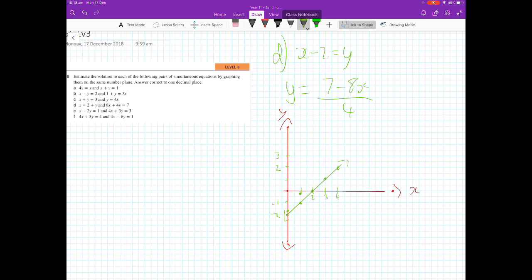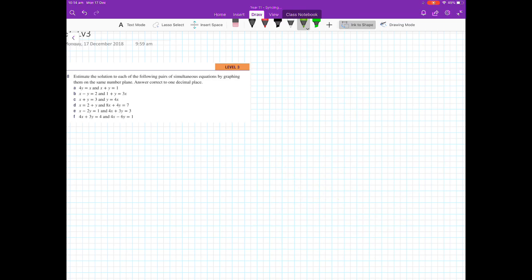Alright, now next one. Sub in your values. When x is 0, 7 minus 0 over 4 is 7 over 4. 7 over 4 is, of course, 1 3/4. It's up by halfway between there. And then when x is 1, 7 minus 8 is minus 1. So we've got minus 1/4. And there's our lovely one there. And we cross it over. That's like 1.3-ish, and that's minus 0.488. Yeah, that looks so.